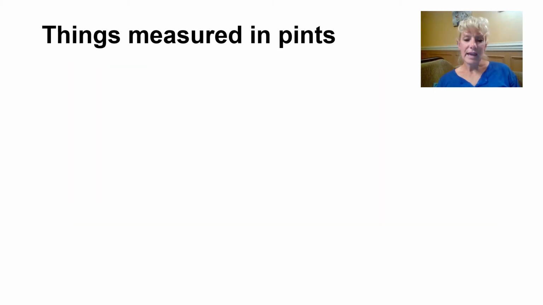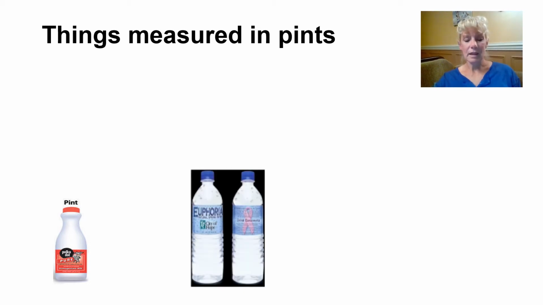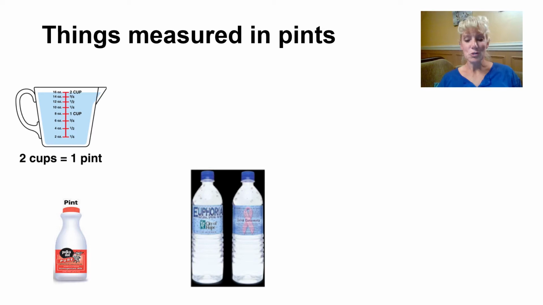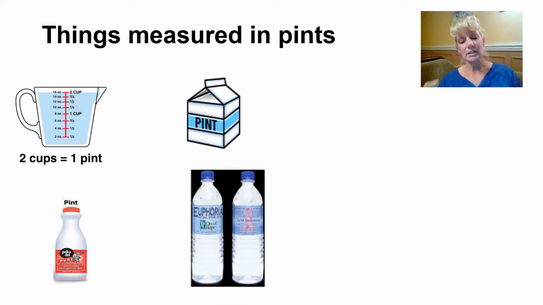The next unit that we have is pints. That's kind of the next step up. And here are some things measured in pints. We see that we have a milk container. These are some of the older milk containers, but it's in pints. What you need to know about pints is that every pint holds 2 cups. When we buy those water bottles, that is about 2 cups of water. And of course, I have a 2-cup measuring cup. That is 1 pint because it has 2 cups inside. And then you'll see a little small container that is a pint.